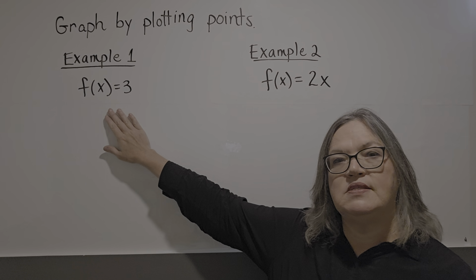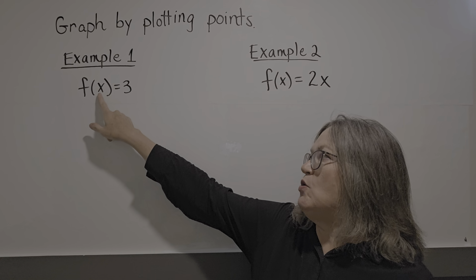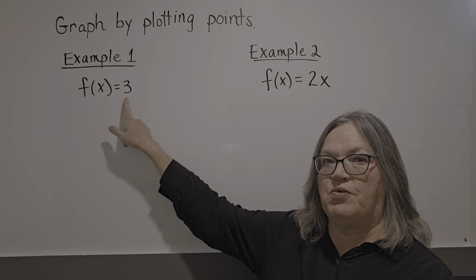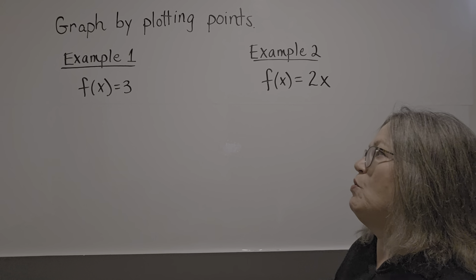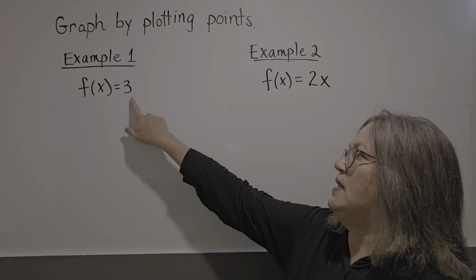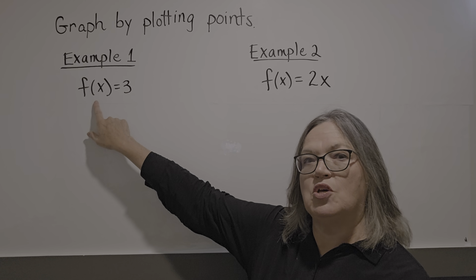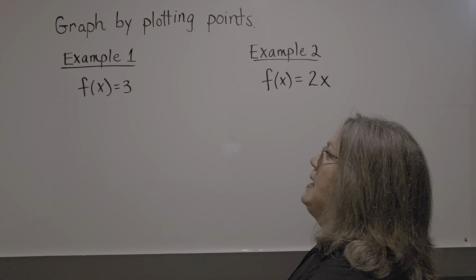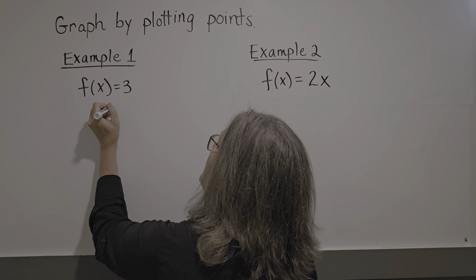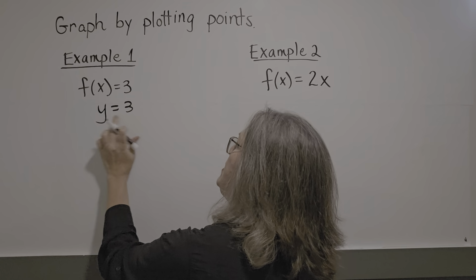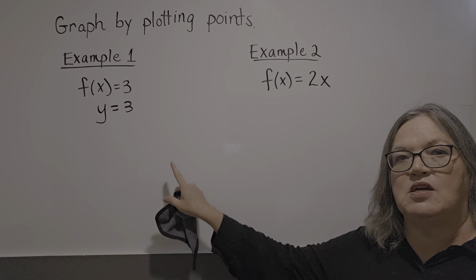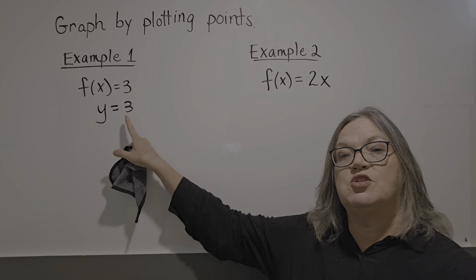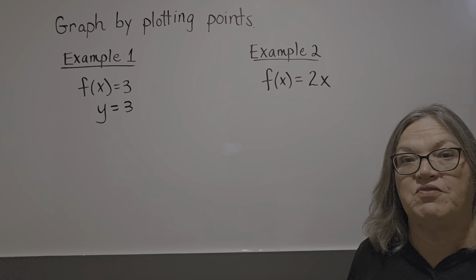This is a constant function. So no matter what the input x is, the output is always going to be 3. So remember, when we have a function written like this, it is function notation. This is, again, just a notation, and what we're saying is that y equals 3. Notice x does not appear in this equation for the function, and that just means that y is always 3 no matter what value you put in for x.